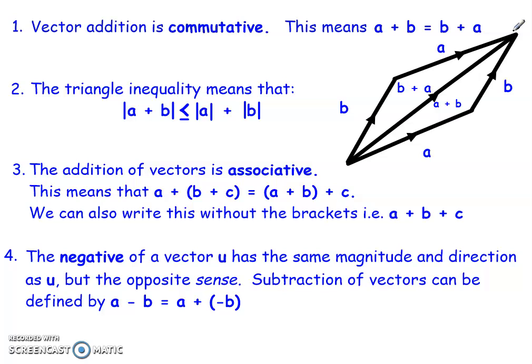Fourth thing we want to remember is that the negative of vector u has the same magnitude and direction as u, but the opposite sense. So it's got the same size and it's got the same direction, i.e. the angle it makes with the plane, but the opposite sense as in it points in the opposite direction. So what this means is we can use this to define subtraction of vectors by doing a minus b as being the equivalent of a plus the negative of b here. So we can define our subtraction of vectors using this property.